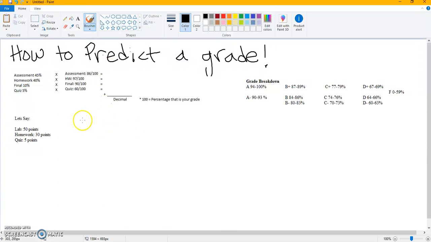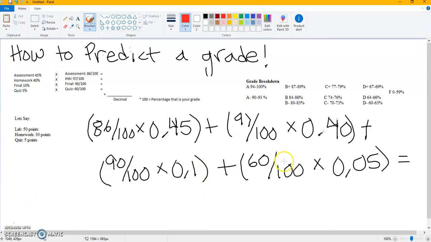So I would set up the same thing that I did before. I would take my 86 out of 100, multiply it by 0.45, and I would do the rest of them, and I would set that up. So then after I write this is what I currently have in the class. So now I'm going to put in my lab.